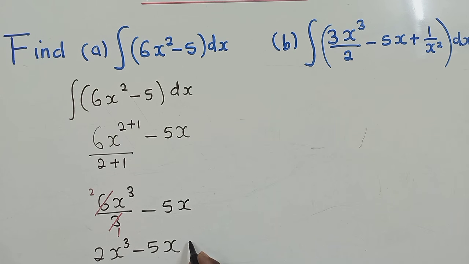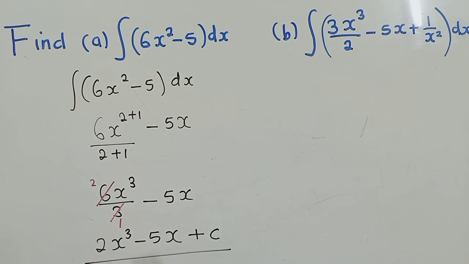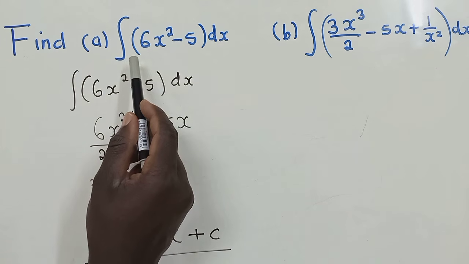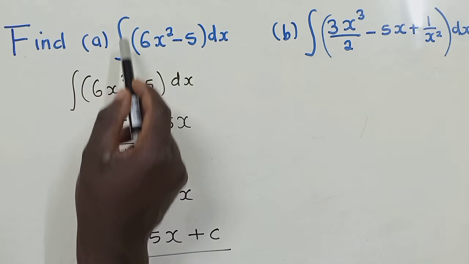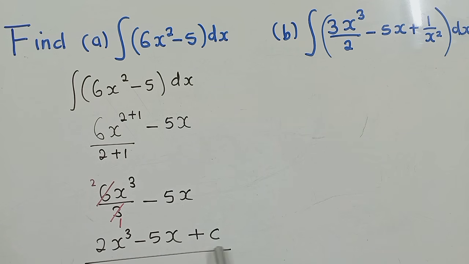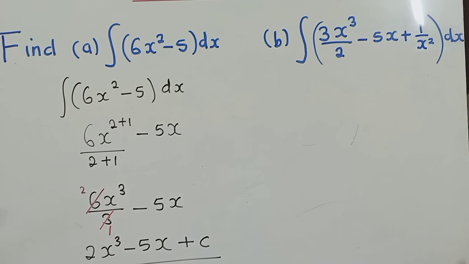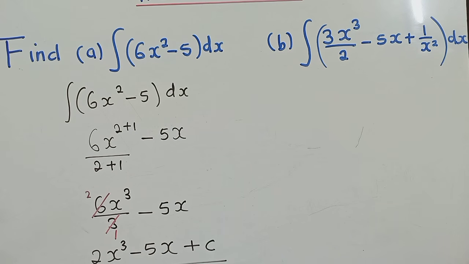So to show that this is the integration and there is a constant, we have to say plus c. Always put a c. You say plus c. You can only avoid putting a c if you have the limits here and here. So now there are no numbers here, there are no limits. You need to put a plus c. So this is how you work out A. Okay? So let's try to check B.